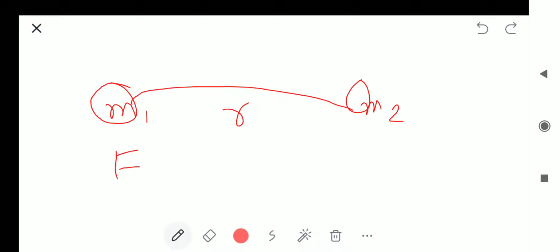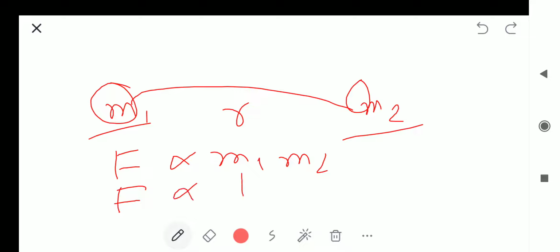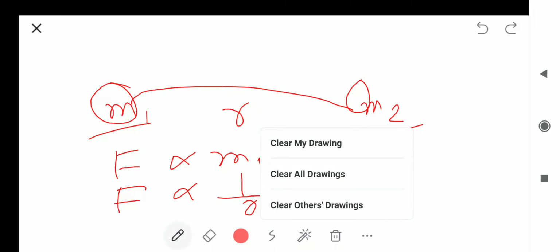The force of attraction states that the force is directly proportional to the product of the masses of the two bodies, this mass and this mass, and inversely proportional to the square of the distance between them. That is, r is the distance between them, and F is proportional to 1 by r square.